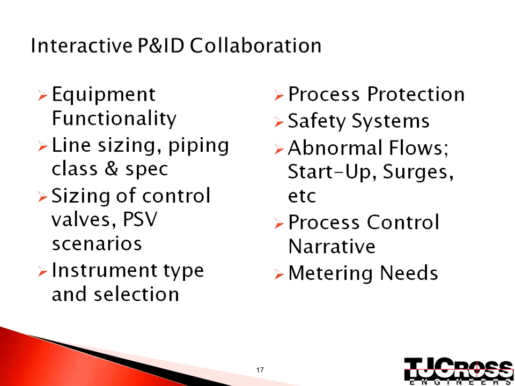During the P&ID collaboration, the team needs to consider the following: equipment functionality, line sizing, piping class and spec, sizing of control valves and PSV scenarios, instrument type and selection, process protection, safety systems, abnormal flows, startup and surges, process control narrative, and metering needs.